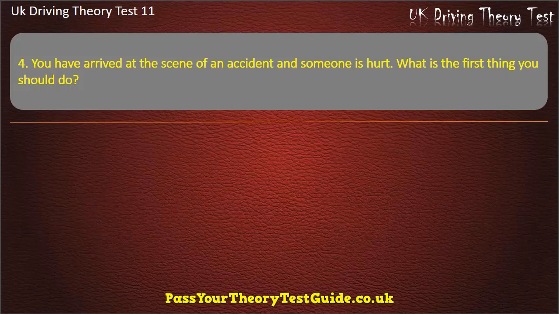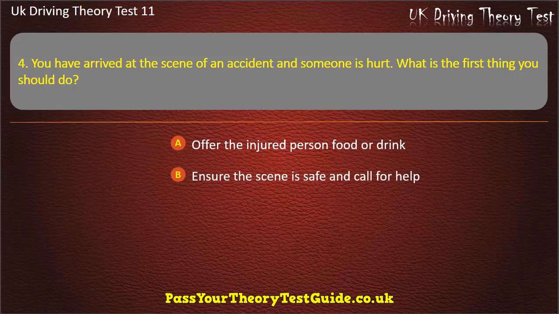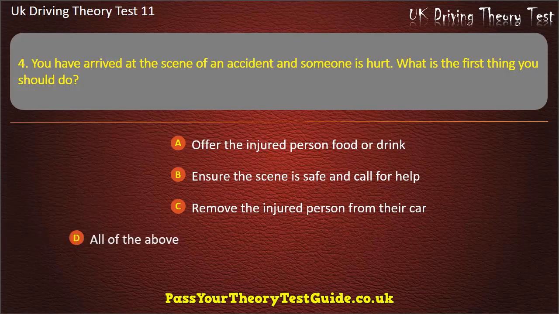Question 4. You have arrived at the scene of an accident and someone is hurt. What is the first thing you should do? Offer the injured person food or drink. Ensure the scene is safe and call for help. Remove the injured person from their car. All of the above. Answer. Ensure the scene is safe and call for help.